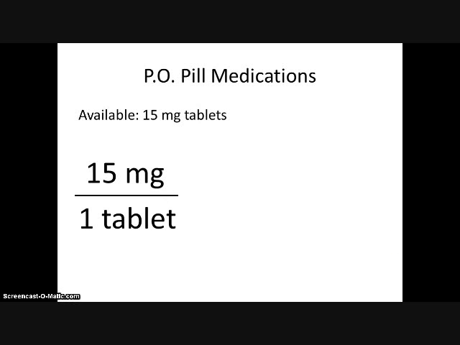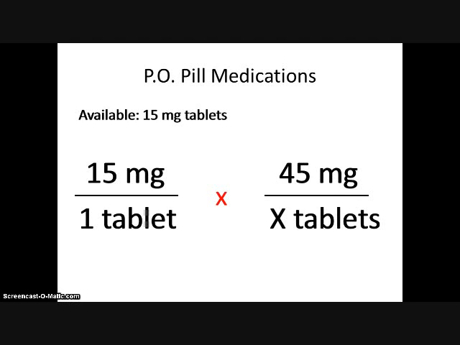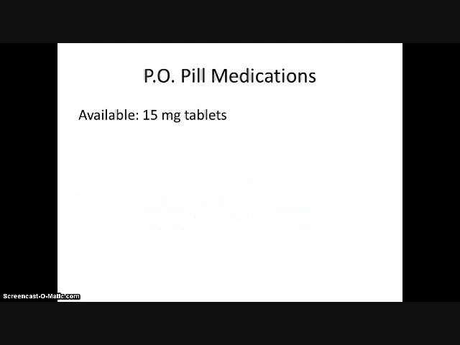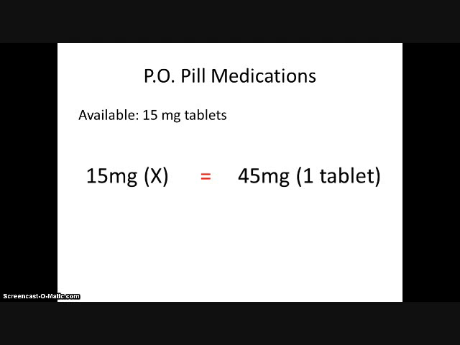Let's set up the rest of the problem. Similar to how we have a total of 15 milligrams in one tablet, we have a total of 45 milligrams in our X number of tablets. Let's multiply. Multiplication will yield our proportion. 15 milligrams times X equals 45 milligrams times one tablet.